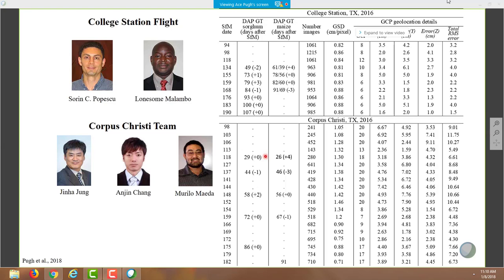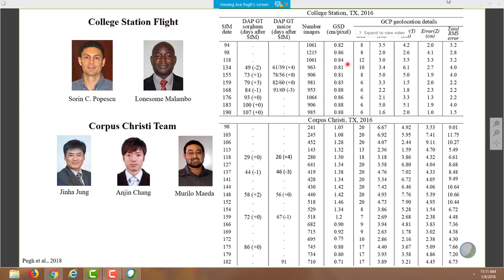So there were two flight teams, as I said, and there was one in College Station that was run by Dr. Popescu and Dr. Malambo. And then there was one in Corpus Christi that was run by Dr. Jung, Dr. Chang, and Dr. Maida.